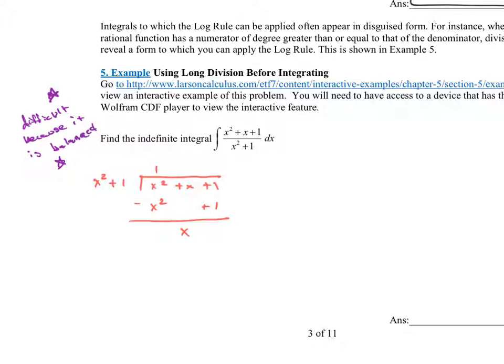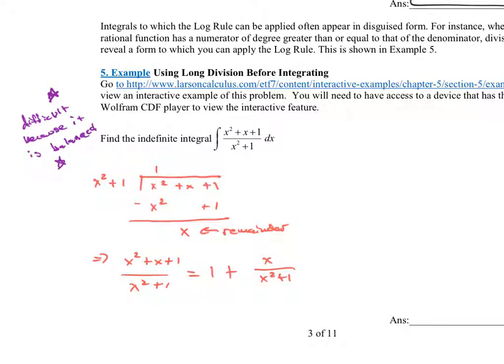So now the question is, what do I do to get x squared plus 1 into x? And the answer is, I can't do anything. So this right here is my remainder. So what is x squared plus x plus 1 divided by x squared plus 1? That means x squared plus x plus 1 all over x squared plus 1 is equal to what we got, which was a 1, plus the remainder, which was an x, over the divisor, which was x squared plus 1.